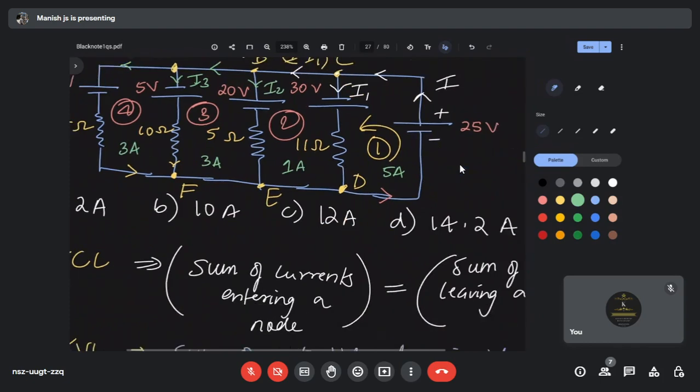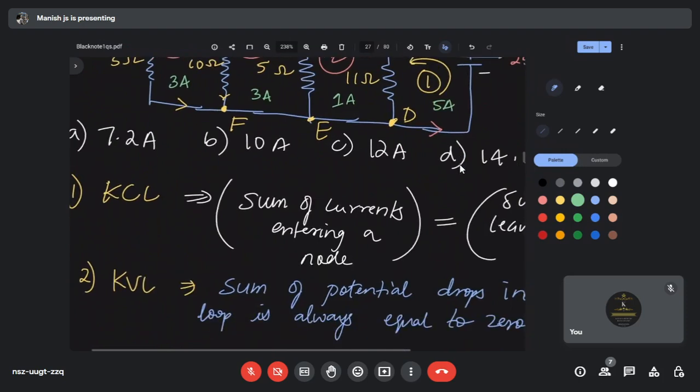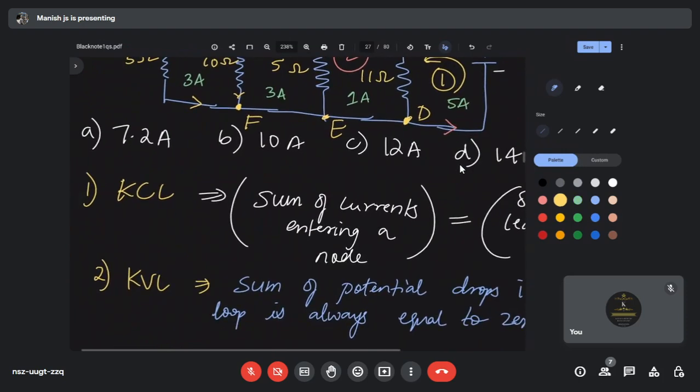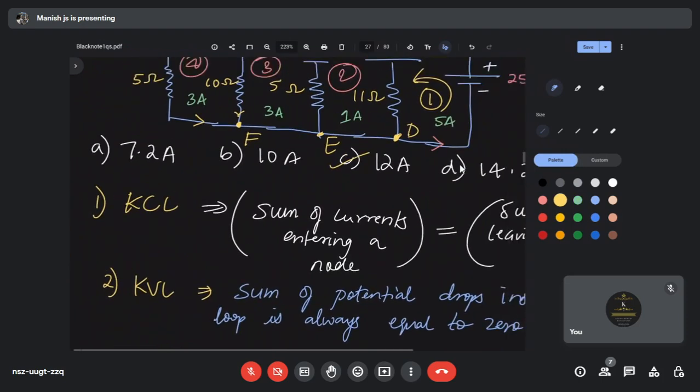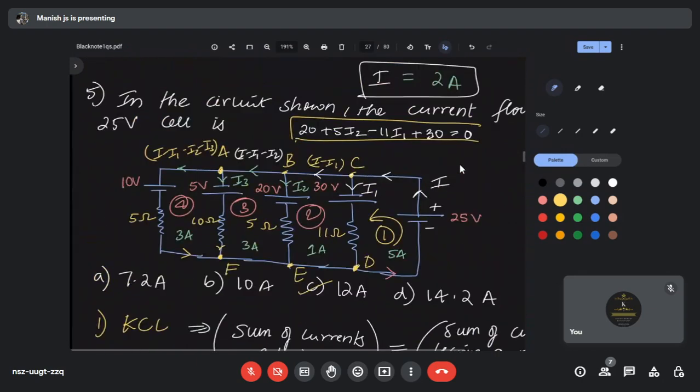So 3 amperes. Now, what is the total current? Total current மொத்தம் ஆட் பண்ணுமா சார்? ஆமா, எல்லாமே ஆட் பண்ணனும். 3 plus 3 plus 1 plus 5. So if you add everything, you will get the total current. How much? 12. Yes. So what is the answer as per the options? C, sir. Yes, option C is correct. So the answer is 12 amperes. புரிஞ்சுதுங்களா? Yes, sir. This is how we solve this question.